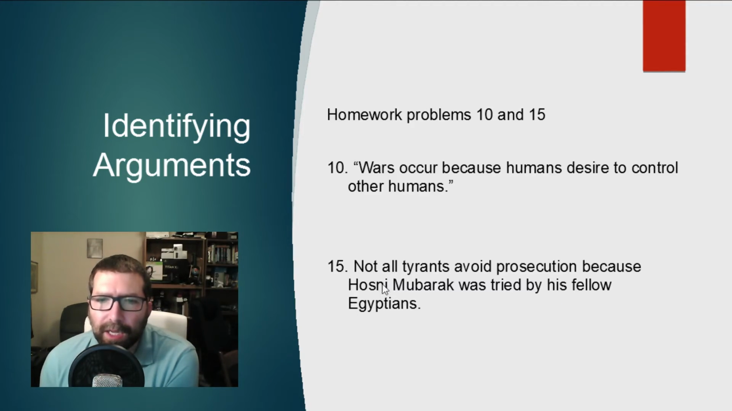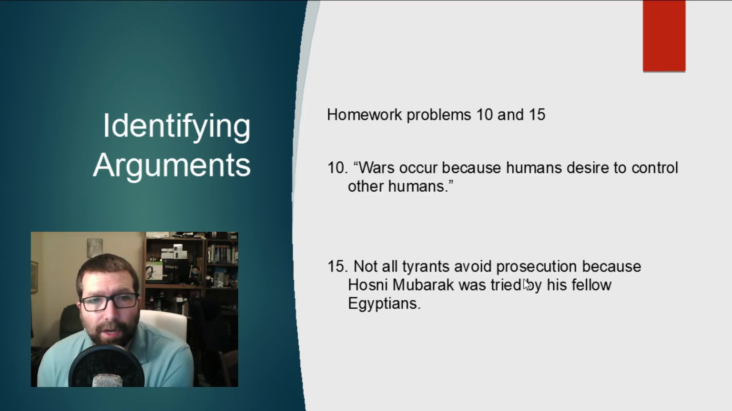So if Hosni Mubarak was a tyrant and he was tried by his fellow Egyptians, that would disprove the idea that all tyrants avoid prosecution. It would show that it's not the case that all tyrants avoid prosecution. So this premise establishes the truth of this conclusion. So that would make this an argument.